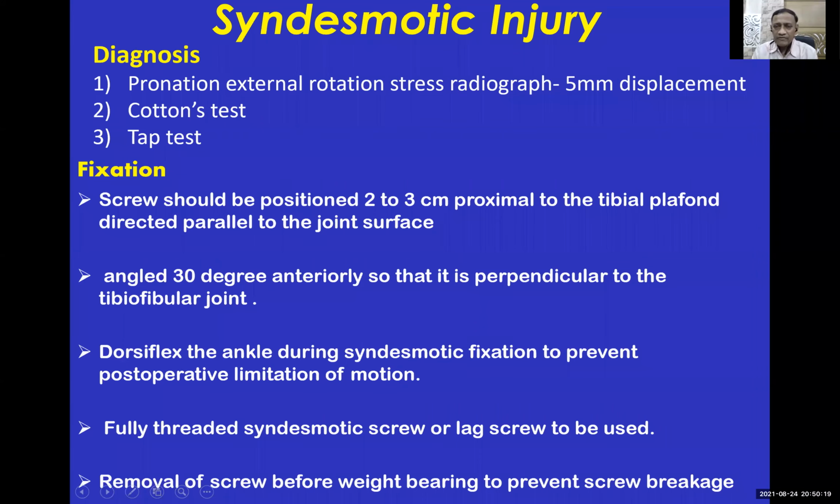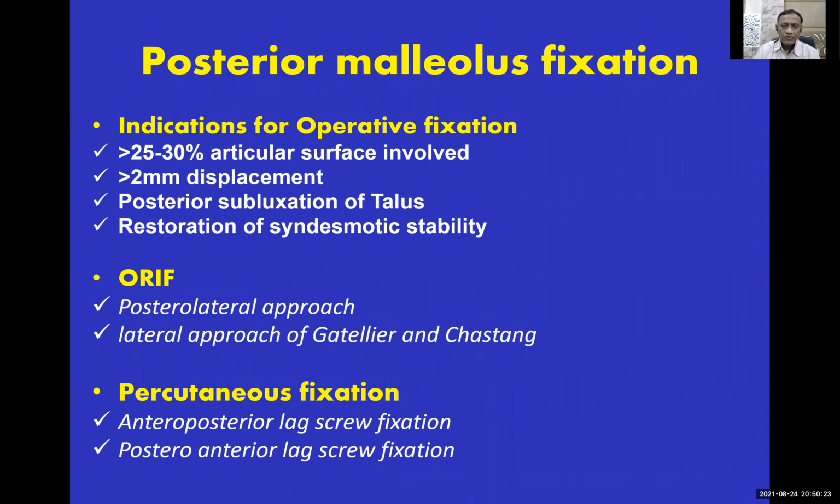Then posterior malleolar fixation, this is another interesting fracture. What are the indications? Articular surface involvement should be more than 25 to 30%. Displacement should be more than 2 millimeters. Posterior subluxation of the talus should be there. And if you want to restore the syndesmosis, then you should fix the fracture.